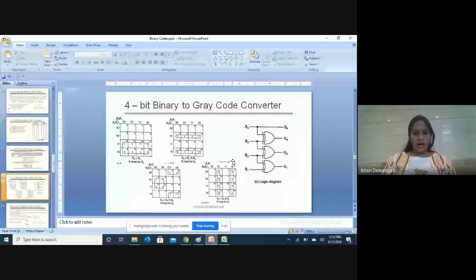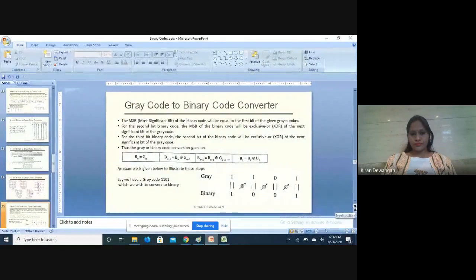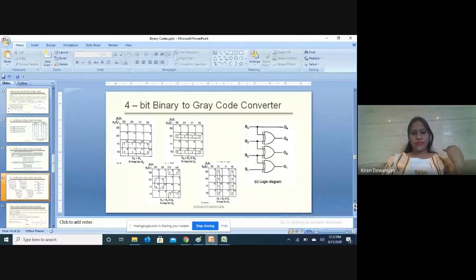So basically we'll write the canonical expression for all the 4 outputs. Clear? So here we'll see how the outputs are written. This was our binary, sorry, this is gray to binary. This was our binary to gray code converter. Clear? So this we have done in yesterday's class, the binary to gray code converter.